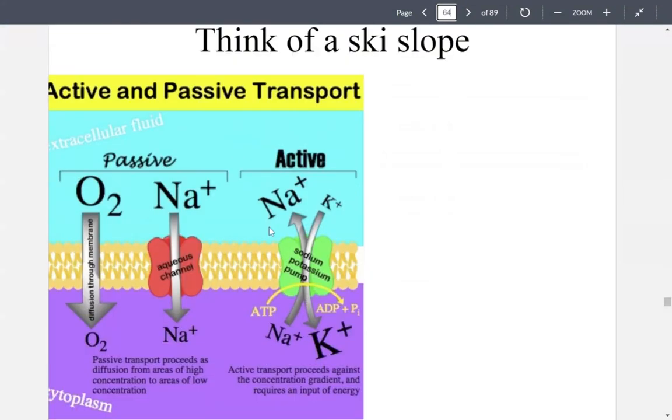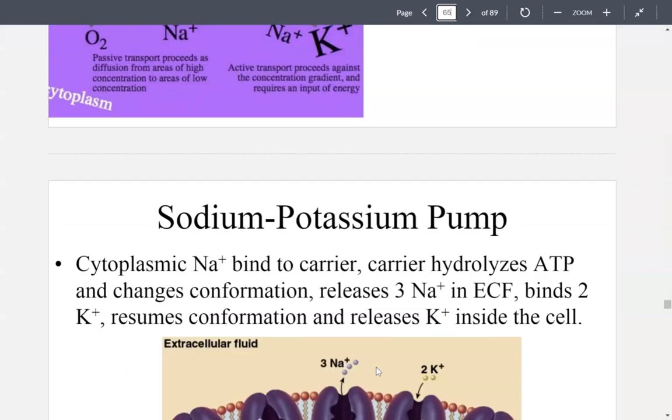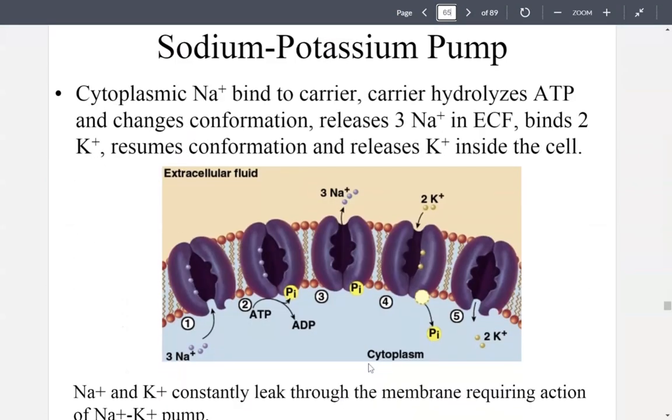Here's just a handy snippet of both the passive and active systems and how they compare against each other. All right, let's talk about the sodium-potassium pump.